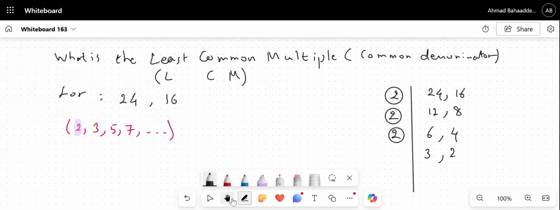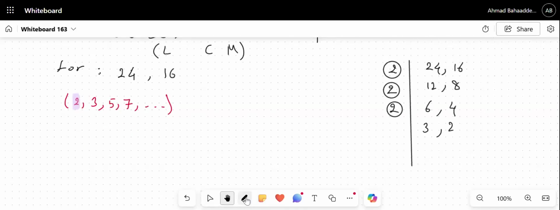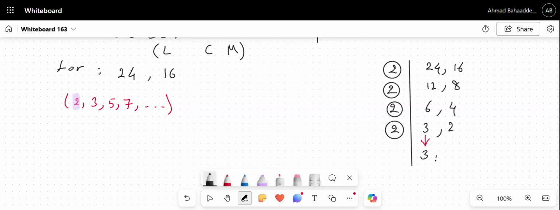Any of these still divisible by 2? Yes, but 3 is not divisible, so you write it down as it is. You don't change it. This is important. The other one becomes 1 because 2 divided by 2 is 1. Is any of these two still divisible by 2? Not anymore, so we go to the next prime factor.